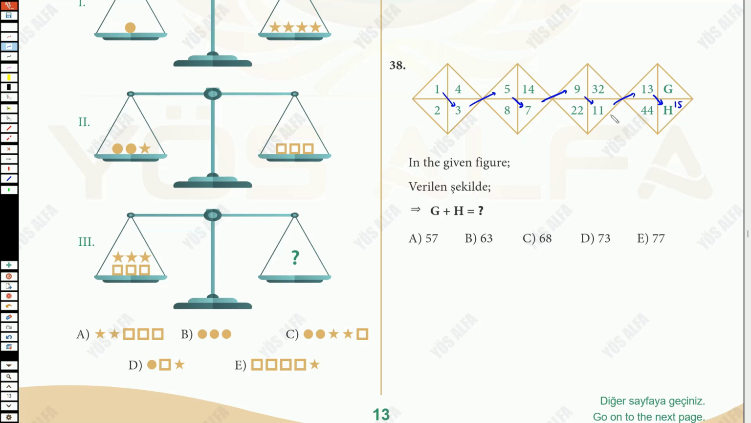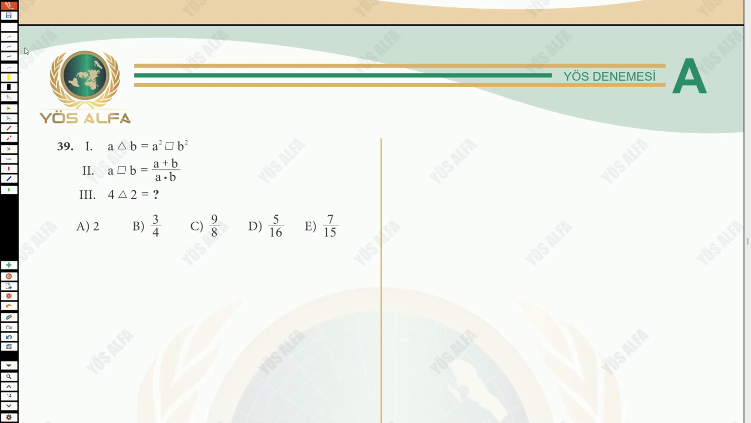So how do we find G? To find G, I'm going to write down another sequence. There is that 2, 4, 4, 8, 14, 22, 32, 44, and G. Okay, we need to figure out the sequence. So here is plus 2, plus 4, plus 6, plus 8, plus 10, plus 12, so it has to be plus 14. So 44 plus 14 must be 58. So G is 58 and our H is 15. So the summation is 73. So it's D.